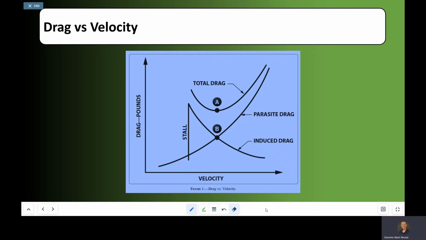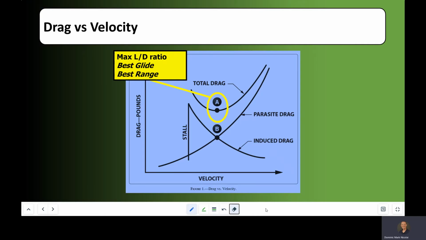And the low point there, point A on the drag curve, is a very special point. A couple things happen there. And the FAA wants you to know these points for knowledge test. First thing is, well, it's called the maximum lift to drag ratio. So you do need to understand that. That is the point where you get the most lift and the least amount of drag.